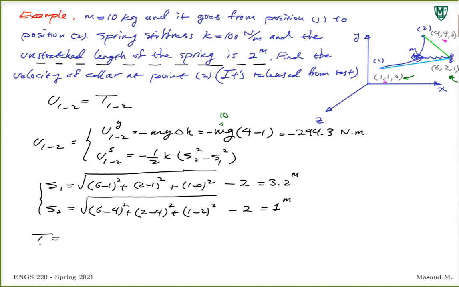T, the easy one, is pretty much 1/2 m (v2 squared minus v1 squared). Sorry guys, I know the time is up. Just give me a minute or two to wrap this up. I told you it's released from rest, so at this point you should be pretty comfortable identifying that. This becomes 1/2 m v2 squared.